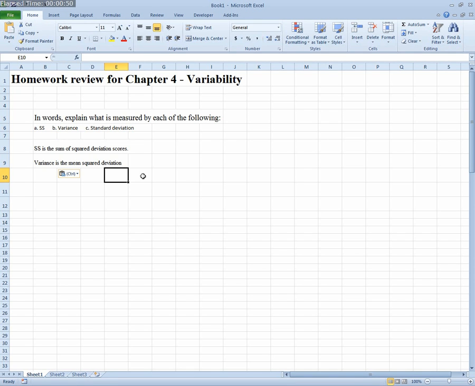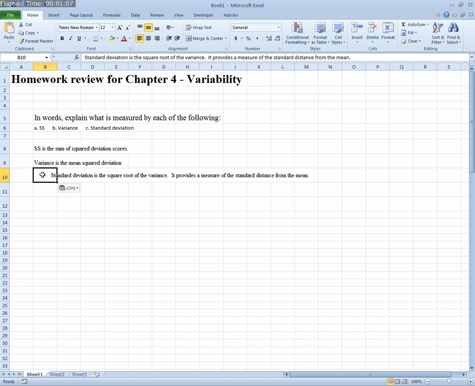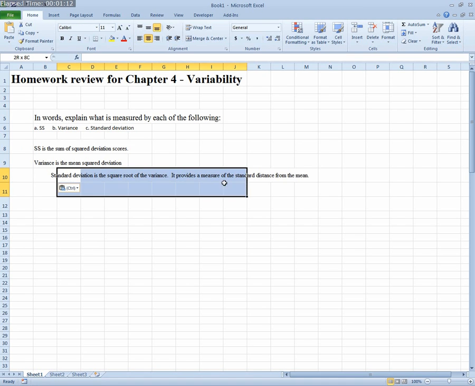All right, and we'll figure out a couple of those problems again in the lecture this week. We'll actually do a review. And the last one that I'm asking is, what is standard deviation? And standard deviation is the square root of the variance. It provides a measure of the standard distance from the mean.